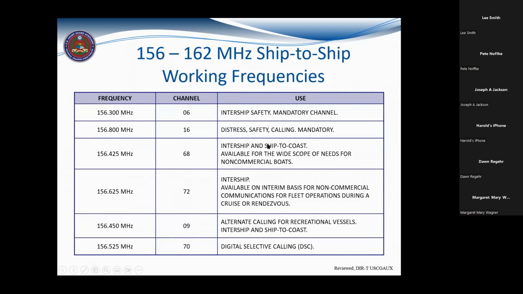you need to pull out your chart first before you make the contact to figure out what channel you're going to be shifting to. If you're going to be talking about ship-to-ship safety, you can always go to 6. Of course, you have the international distress hailing and ship-to-ship safety.